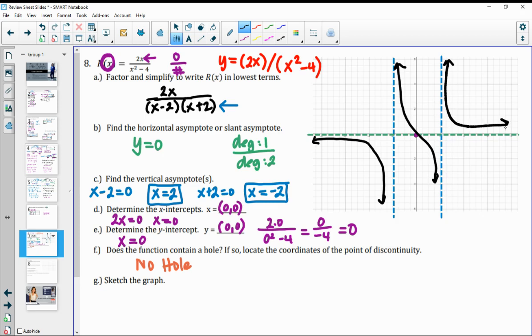And you could just plug in a point, like you could plug in negative 4 and see that it gave you a negative number. You could plug in negative 1, see that it gave you a positive, plug in 1, see it gave you a negative, and plug in 4 and see it gave you a positive to figure out where those branches go as well.